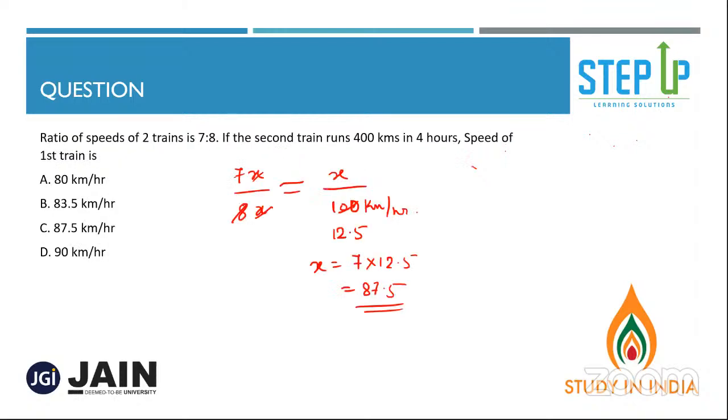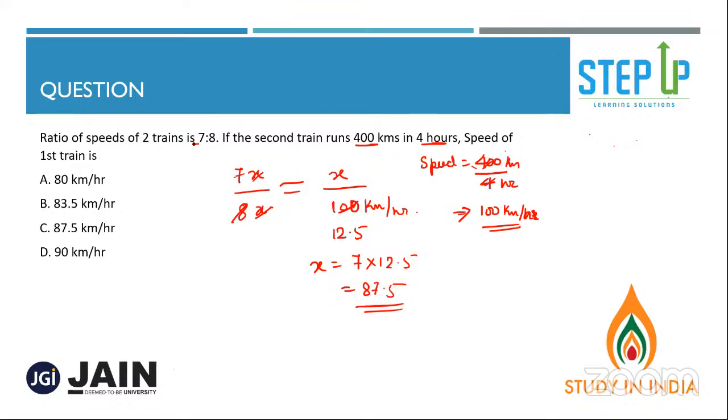Why 100? 400 kilometers in 4 hours. So what is the speed? 400 kilometer in 4 hours. So what will be the speed? 100 kilometer per hour. Now is it clear, Sanjay? Is it clear now?